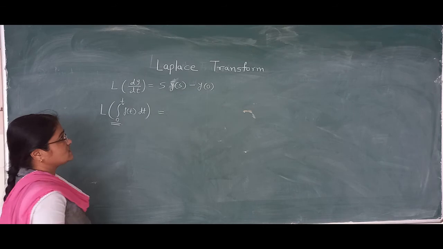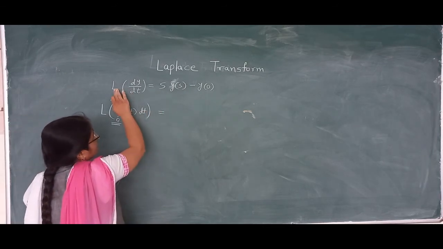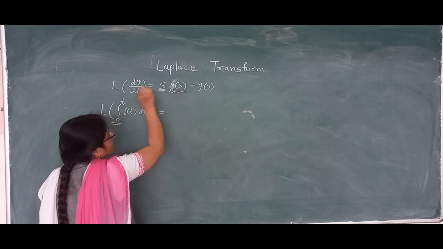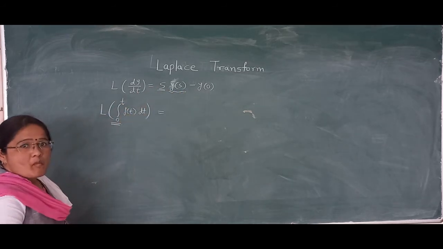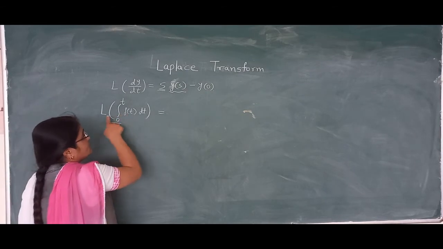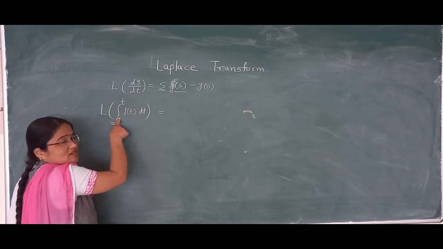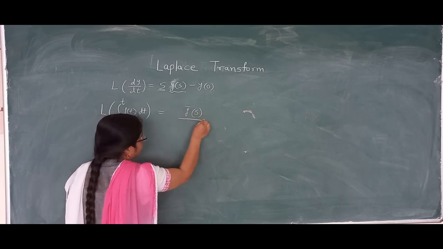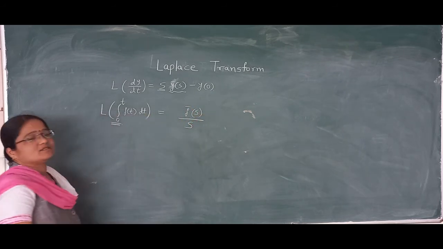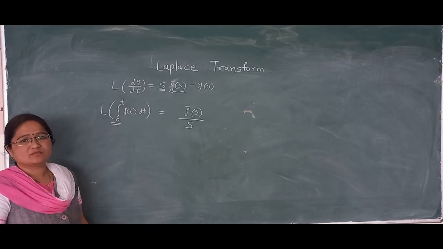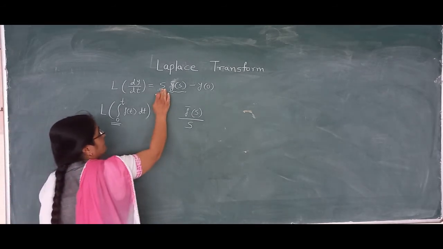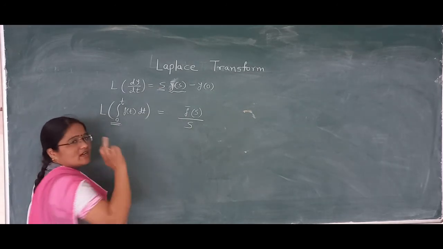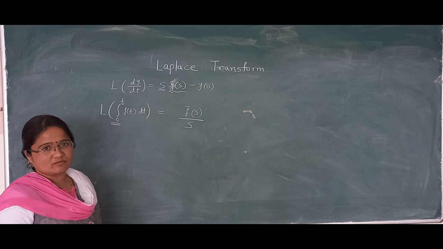So this property says that if we take a Laplace of derivative, we have to multiply the Laplace by s. Here, if we take the Laplace of integration, we have to divide by s. That is the property. For derivative we multiply by s, for integration we divide by s. Reverse process.